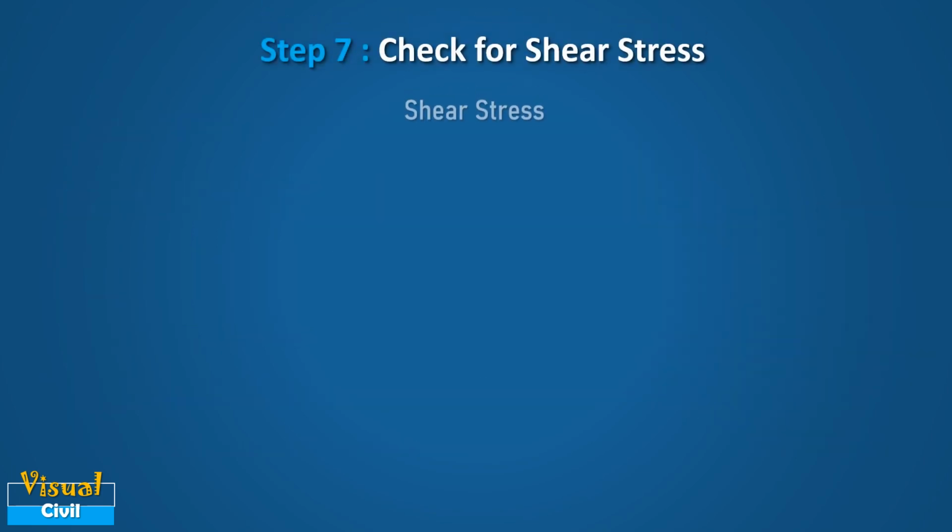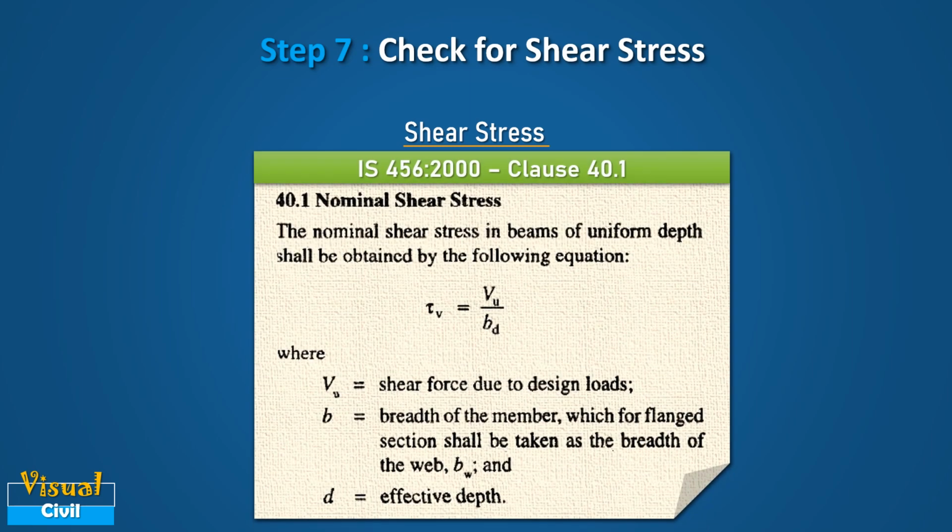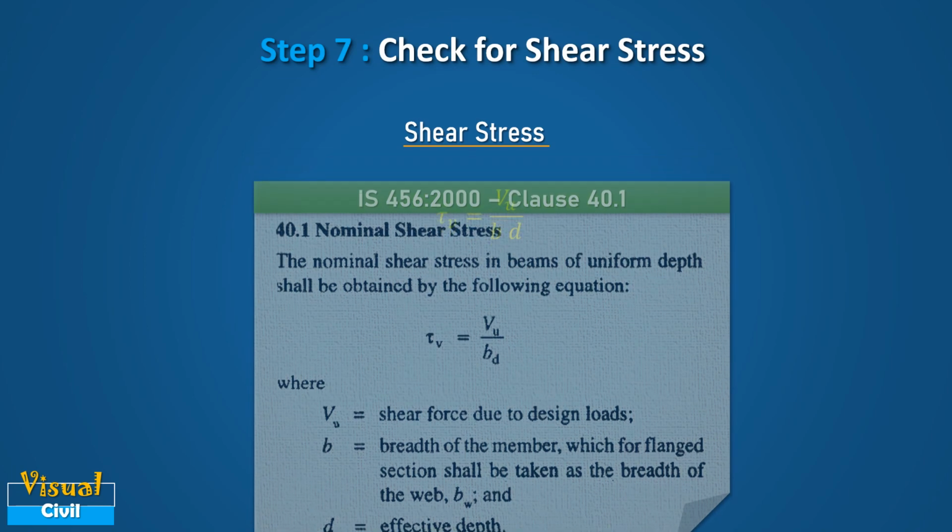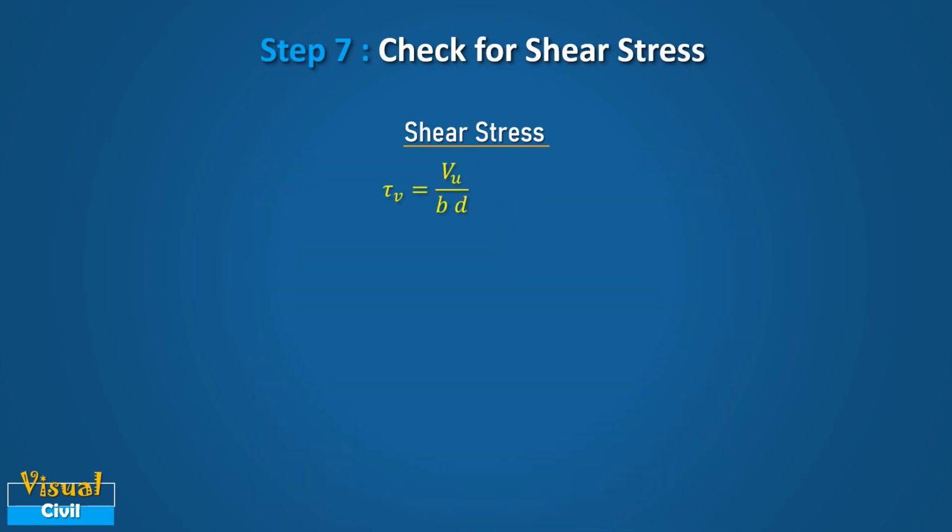In step 7, check the feasibility of the slab section and reinforcement for the shear stress. The nominal shear stress due to shear force is obtained by using the equation given in clause 40.1 of IS 456. Putting the values of shear force, width and effective depth of the slab, we get shear stress equal to 0.197 Newton per mm square.